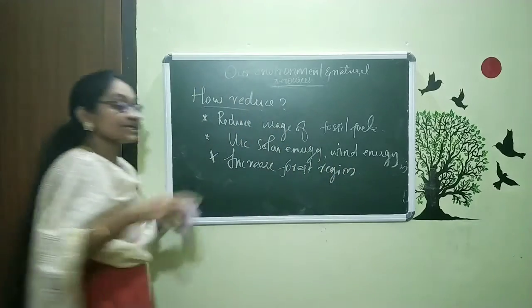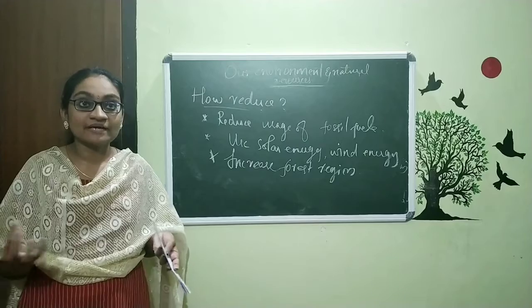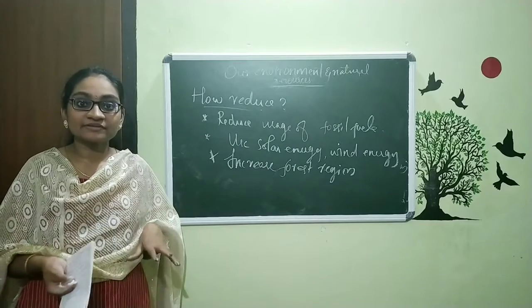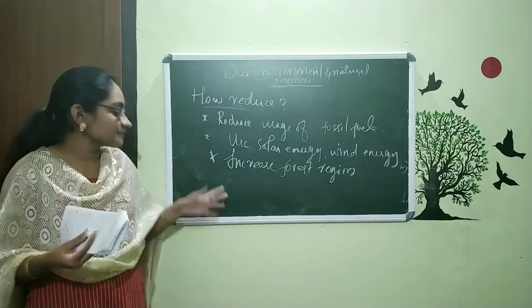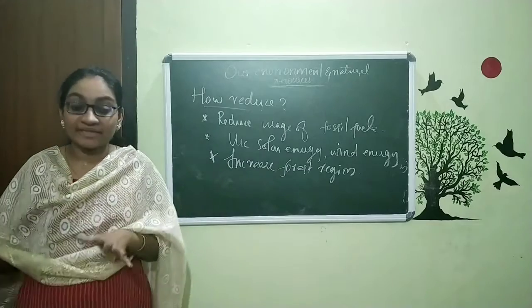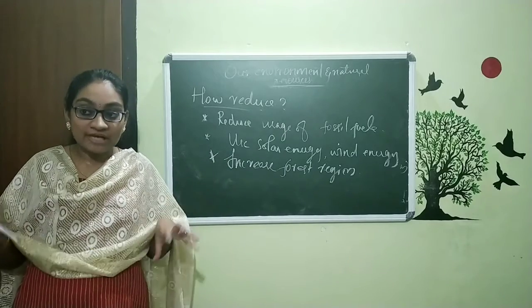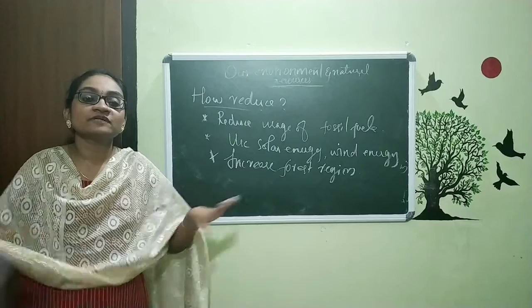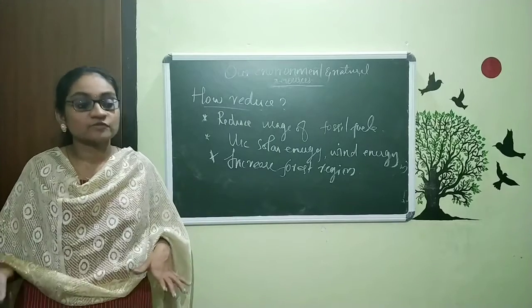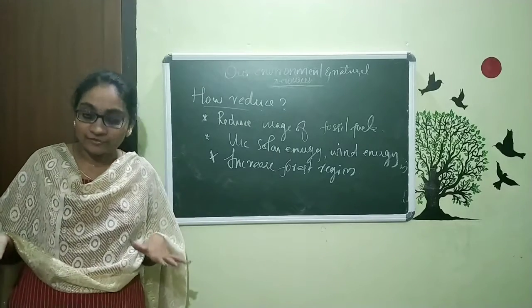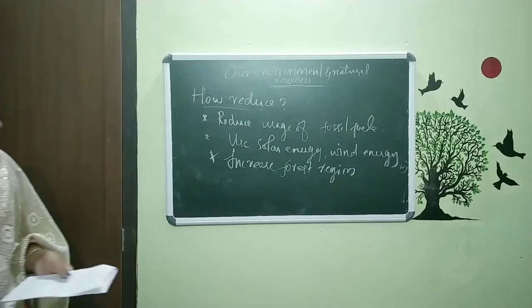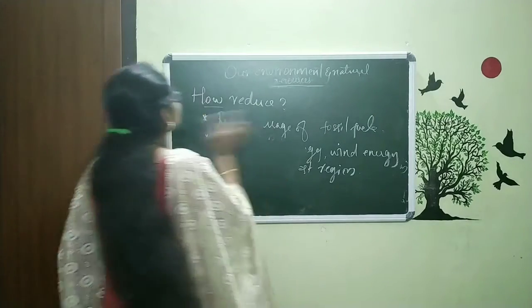When we increase the number of trees, what happens? Trees need carbon dioxide for photosynthesis. So the thing is very simple. When we plant trees, the quantity of carbon dioxide in our atmosphere will be reduced, and so global warming is also reduced. So these are the reduction methods of global warming.